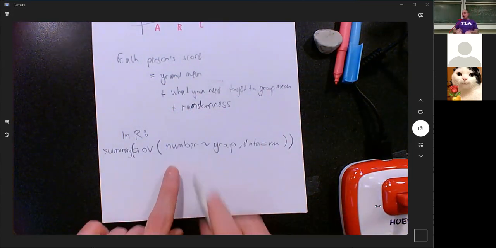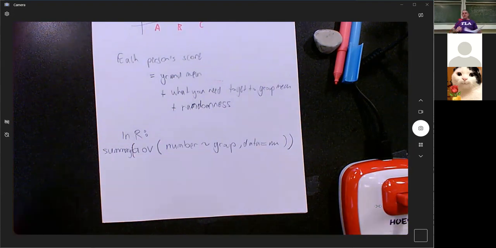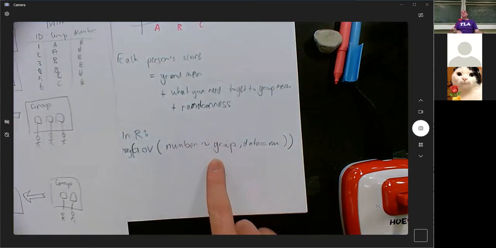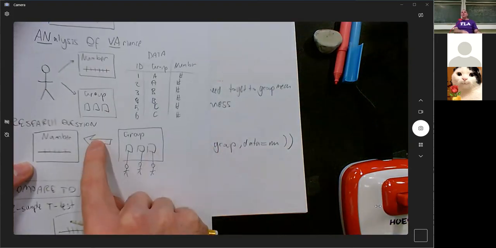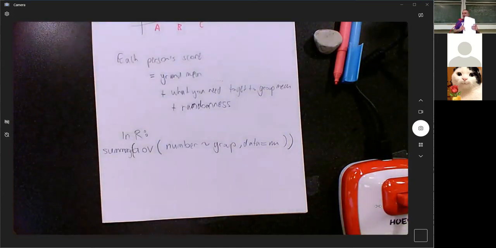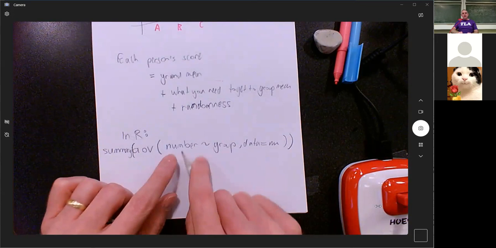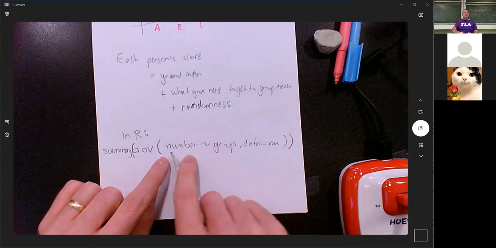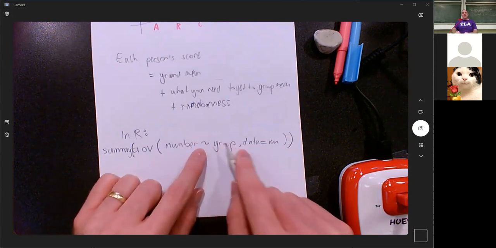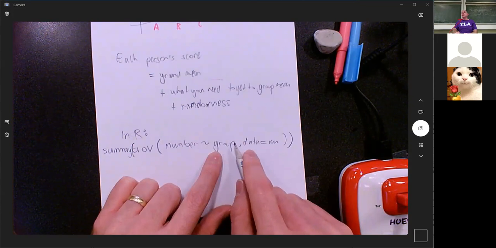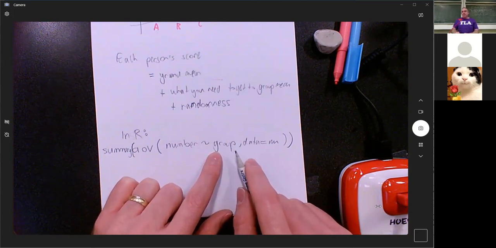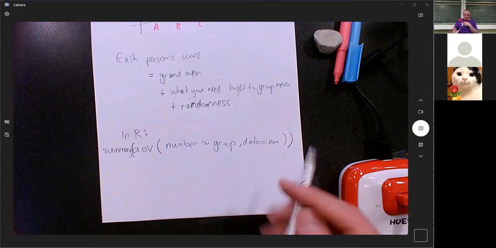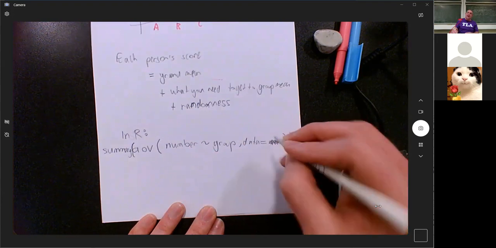So the reason I write my pictures the way I do is because this is a picture of this. This is my arrow that I draw here. And so the way that R thinks is that you have the thing that you're trying to find out if it's different in the different groups, that measurement that you took, and then you put a twiddle, and then you put whatever it is that you think might allow you to predict what this is. And then you have to tell it what the data is. And that's just a squiggle, by the way. You have to put the name of the data in that spot.